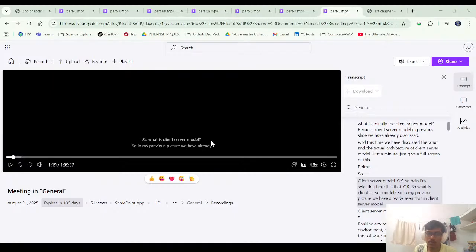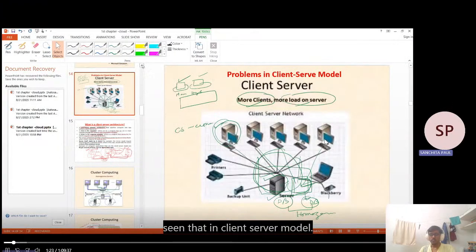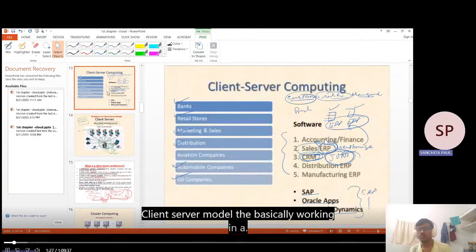I shall continue studying. We have already seen the client server model, basically working in a bank.